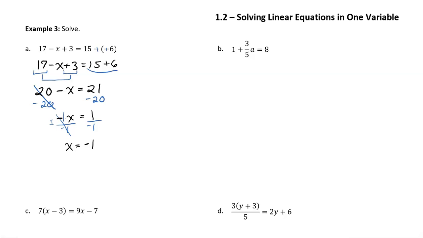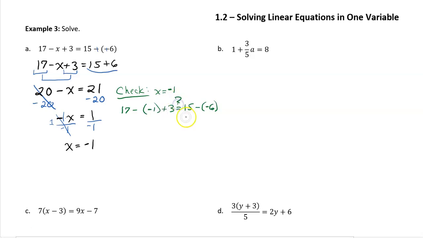And if we do the check, I take my negative 1, plug it into this x spot here. So it's a negative, and there's a minus in front. I'm going to go ahead and use parentheses to make sure I keep track of all my signs. So I have 17 minus a negative 1 plus 3. Does this equal 15 minus negative 6? And when we start to simplify using our order of operations, we're going to have 17 plus 1 plus 3. Does this equal 15 plus 6?